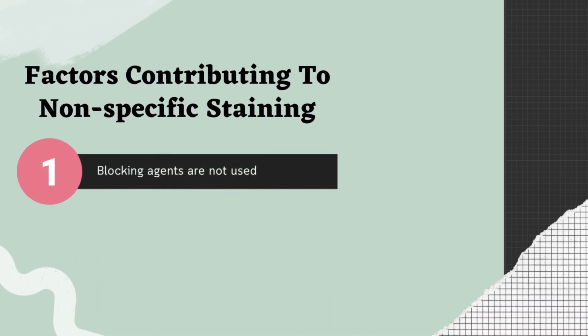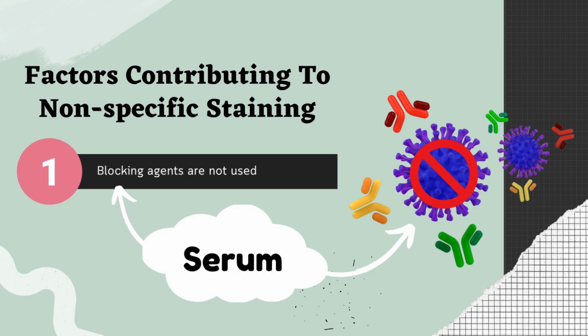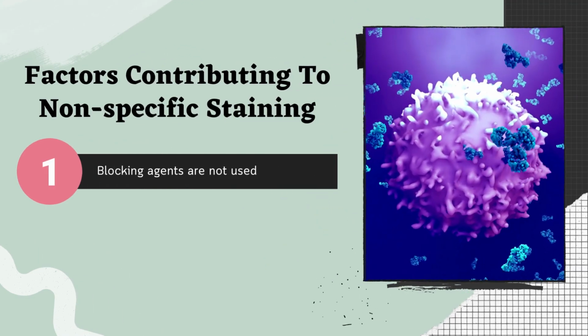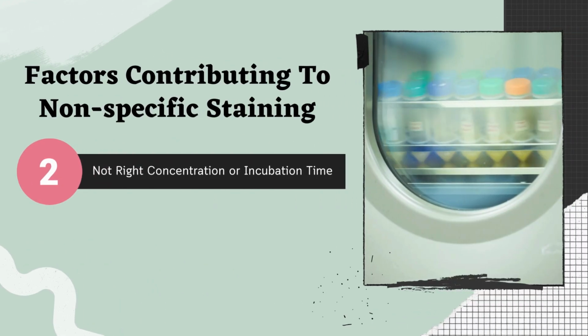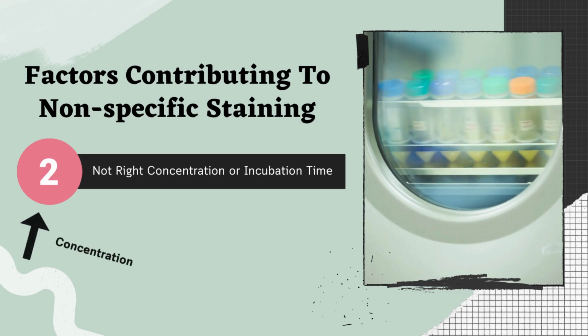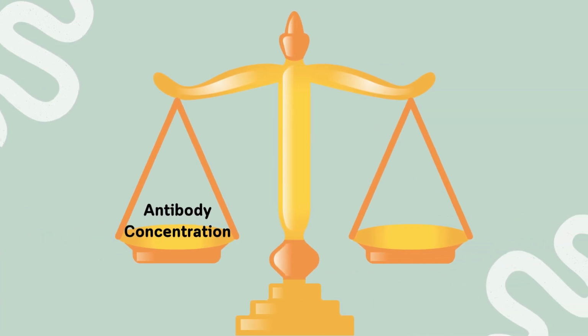A few things can cause nonspecific staining in immunohistochemistry. One big reason is that the places where the antibodies shouldn't stick to aren't properly blocked. Usually, blocking agents such as serum proteins are used to cover up these spots and prevent nonspecific antibody binding. If this blocking isn't done well enough, the antibodies might attach to other things in the tissue, leading to nonspecific staining. Also, not using the right antibody concentration or leaving the tissue in contact with the antibody for too long can add to the problem. Using antibody concentrations that are too high or incubating tissues for too long increases the chance that it'll stick to things it shouldn't. So, getting the right balance of antibody concentration and time is important to avoid nonspecific staining.